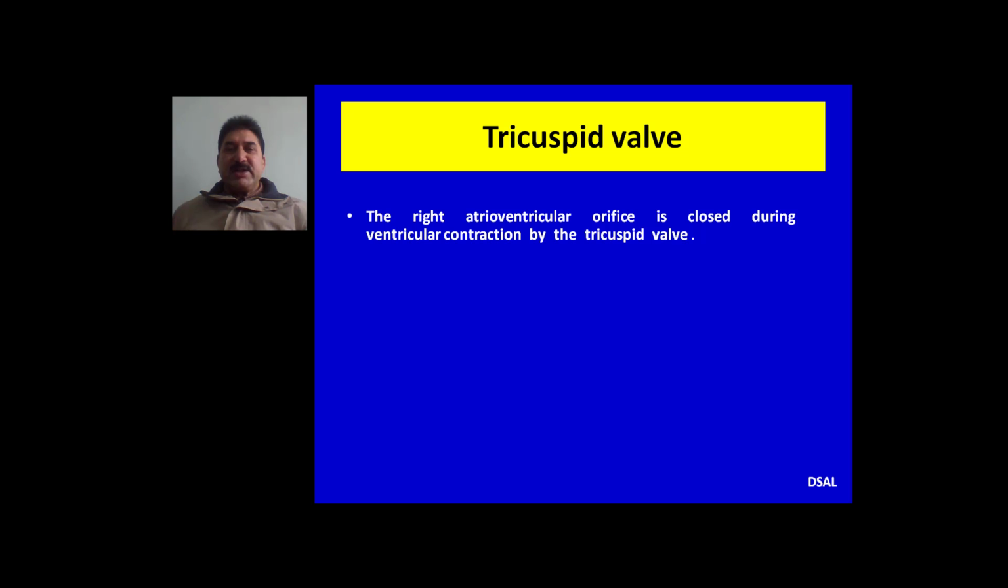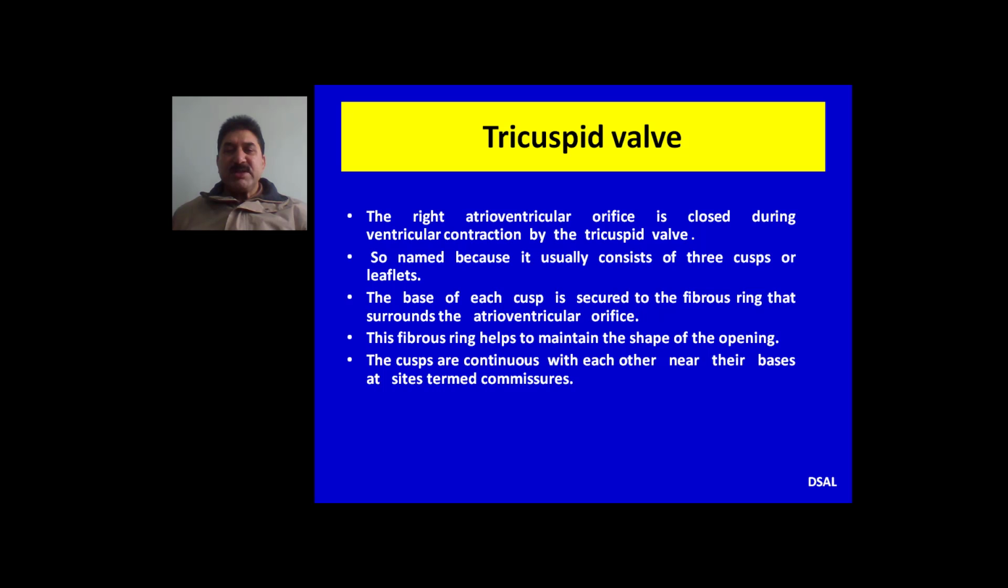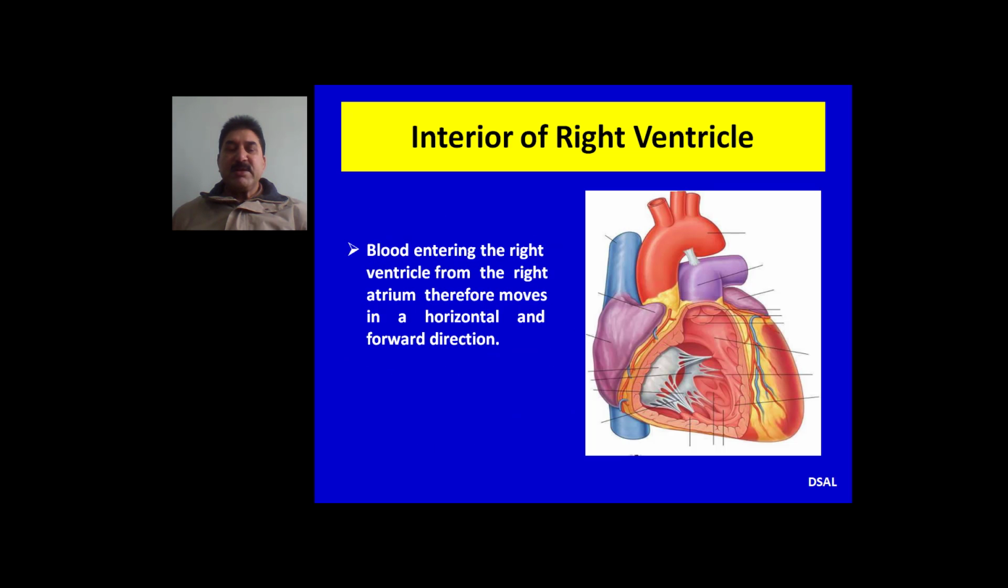Tricuspid valve. The right atrioventricular orifice is closed during ventricular contraction by the tricuspid valve, so named because it usually consists of three cusps or leaflets. The base of each cusp is secured to the fibrous ring that surrounds the atrioventricular orifice. This fibrous ring helps to maintain the shape of the opening. The cusps are continuous with each other near their base at sites termed commissures. The free margins of the cusps are attached to the chordae tendineae, which arise from the tips of the papillary muscles.